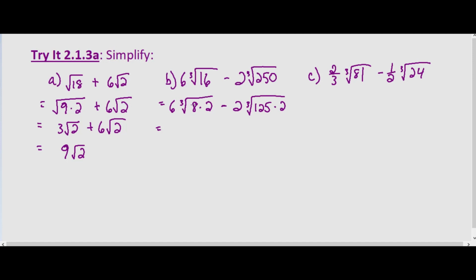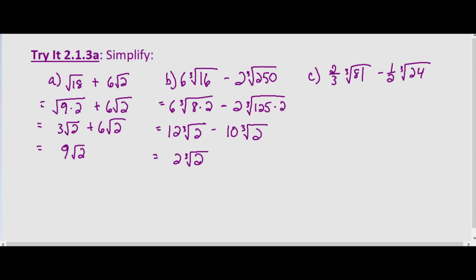That ends up being the cube root of 8 is 2, times 6 is 12. And we're left with the cube root of 2, minus the cube root of 125 is 5. 5 times 5 is 25, times 5 is 125. So the cube root of 125 is 5, times the 2 is 10. And again, we're left with the cube root of 2. And then we have like radicals, cube root of 2, cube root of 2. So 12 minus 10 is 2 times the cube root of 2.